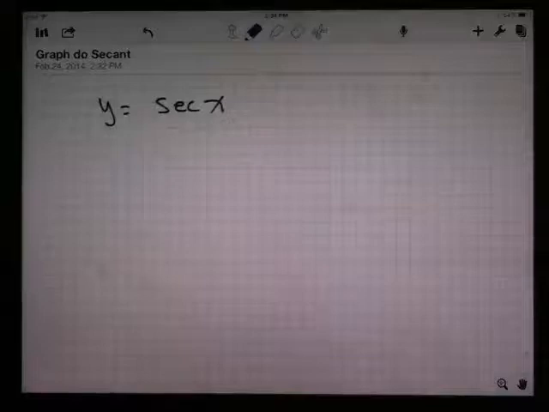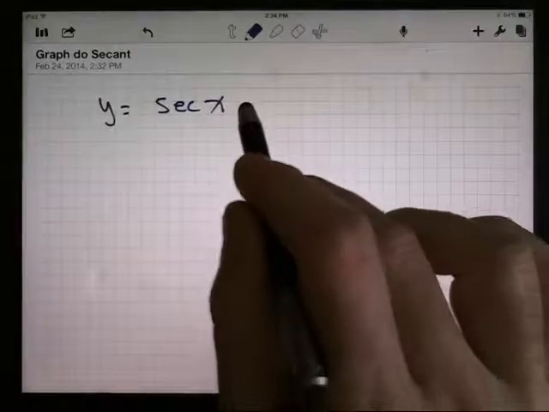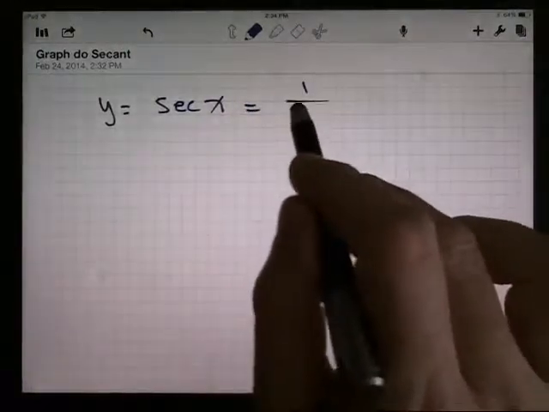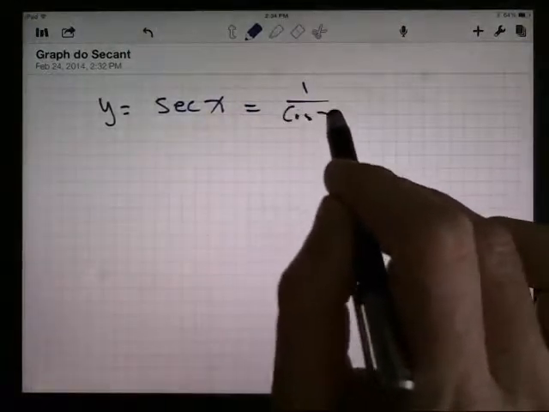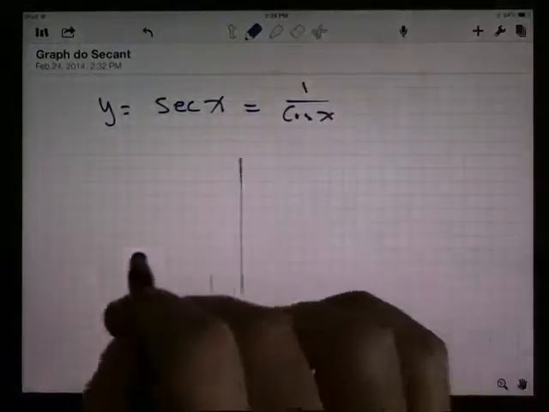Alright, I want to take a look at the graph of the secant now. Again, I'm going to think in terms of stuff I already know. So I'm going to think of the secant as 1 over the cosine of x. Secant of x is 1 over cosine of x. And I know what the graph of the cosine of x looks like.